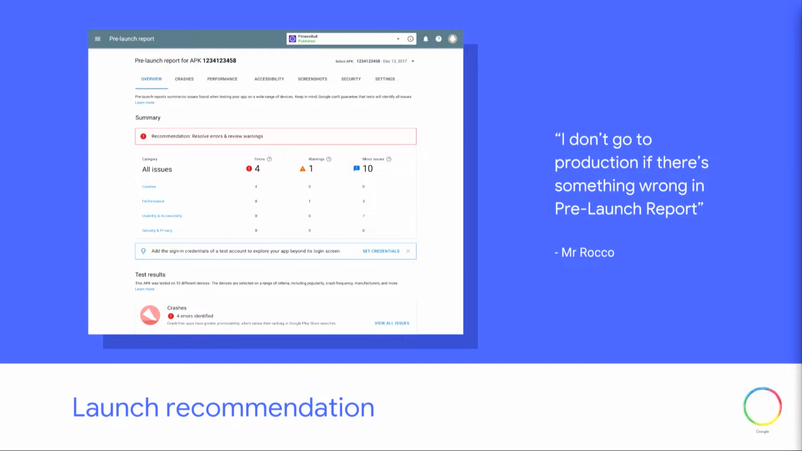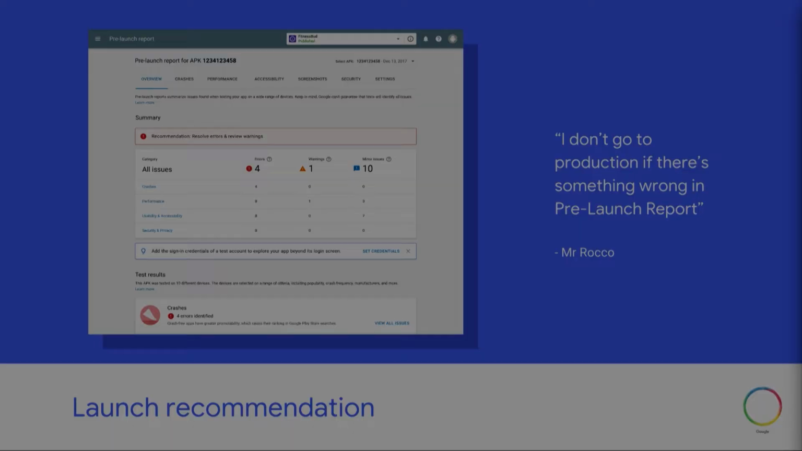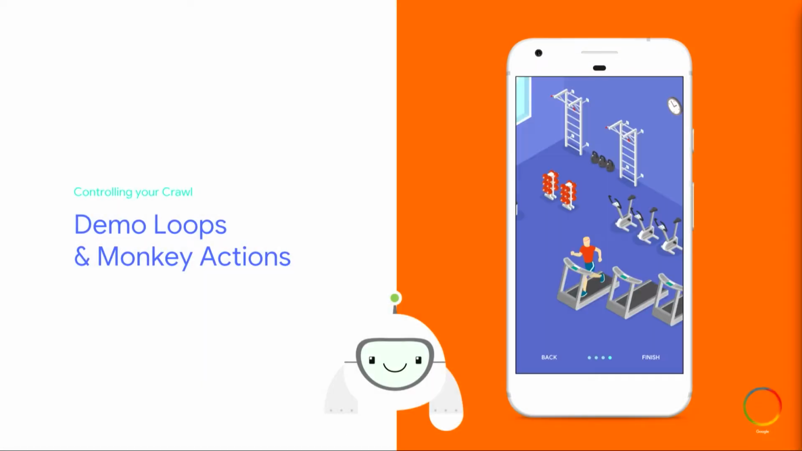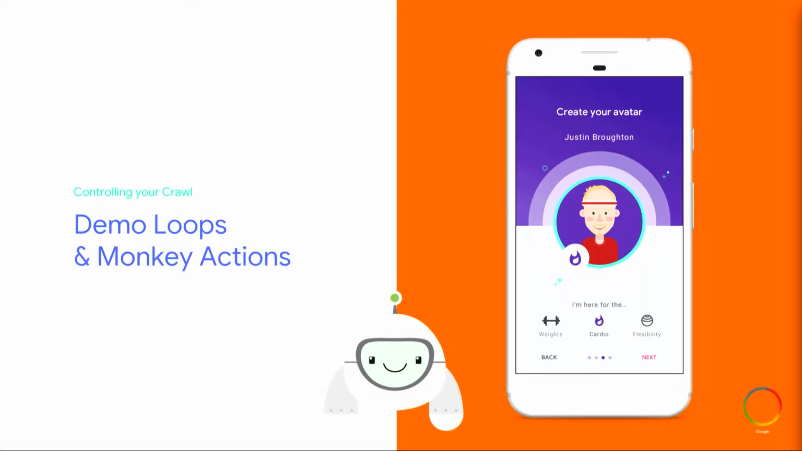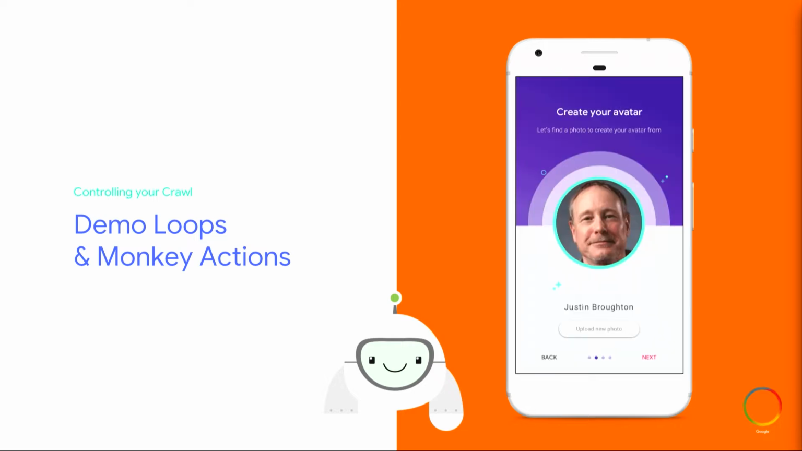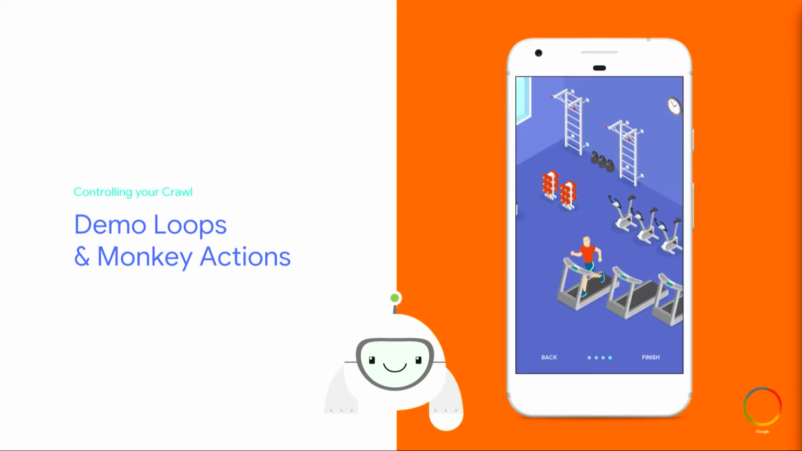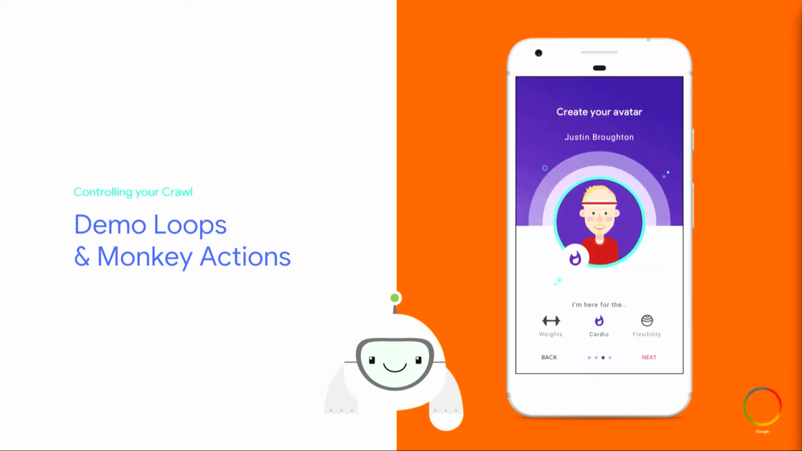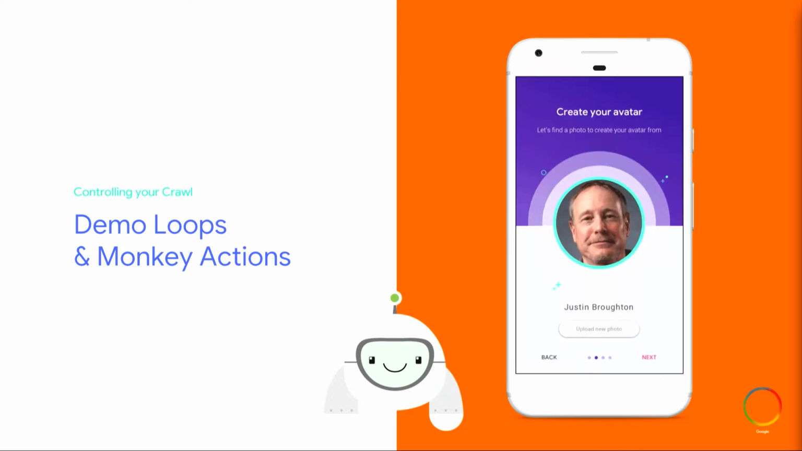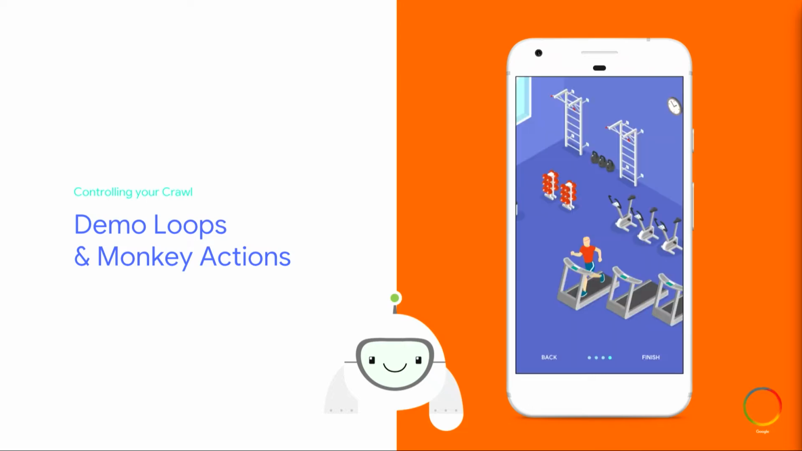This year, we have made the robo-tester more effective than ever to ensure the pre-launch report can give you a thorough assessment of your app before you launch. First, the crawler has always tried to cover as much of your app as possible. But there are quite a few cases, for example, the one behind me that uses OpenGL for avatar creation, in which the robo-crawler didn't know what to do.